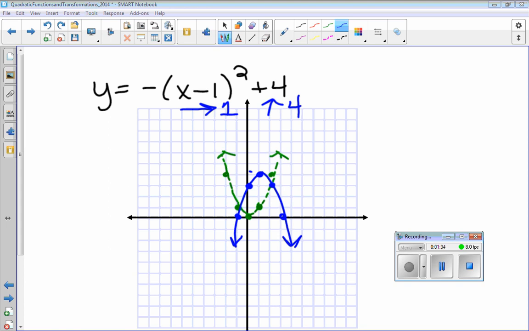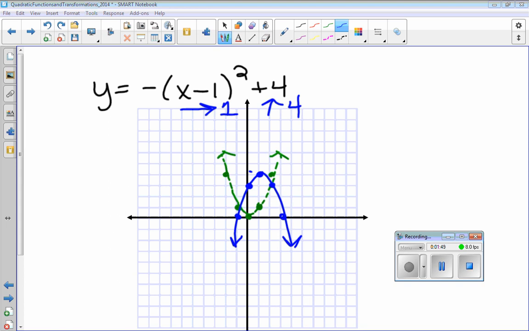Yes. So you don't move the other points right 1 up 4? You just start with your vertex. The vertex, I can only answer one question at a time, folks. Okay, so I move the vertex, and then I look at the pattern from the parent, from that vertex.